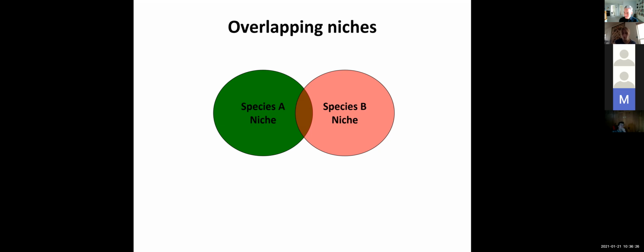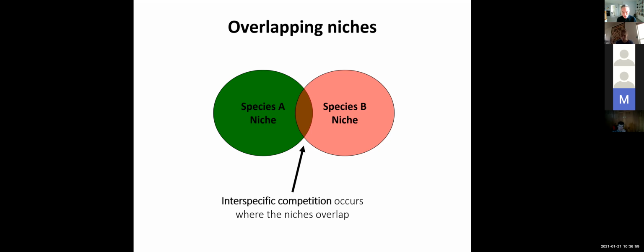Maybe like two predators with the same prey. It can be two predators with the same prey, exactly. But if it's a partial overlap, it means that maybe species A eats mammals and birds, and species B eats mammals and fish, right? So the part of overlap is the mammals. That's the prey that they're both trying to compete for. So it's only a partial overlap.